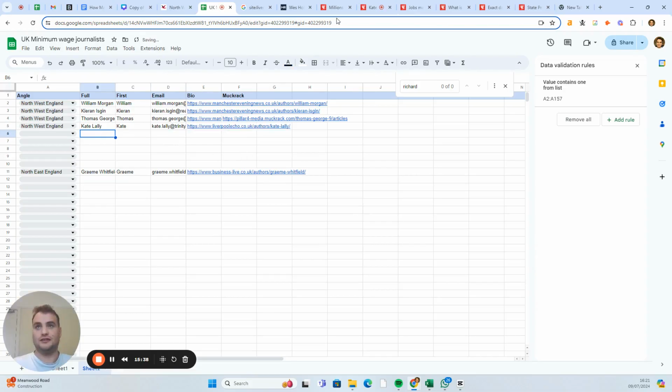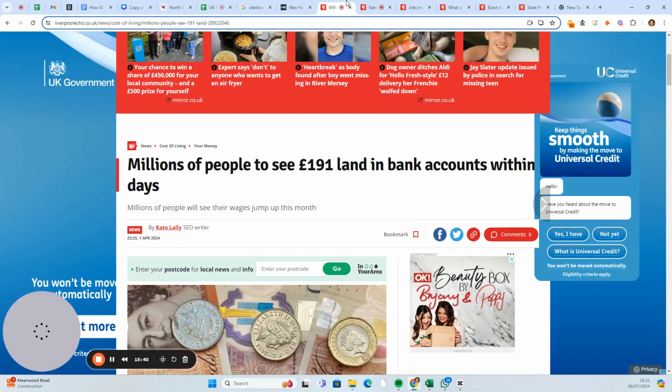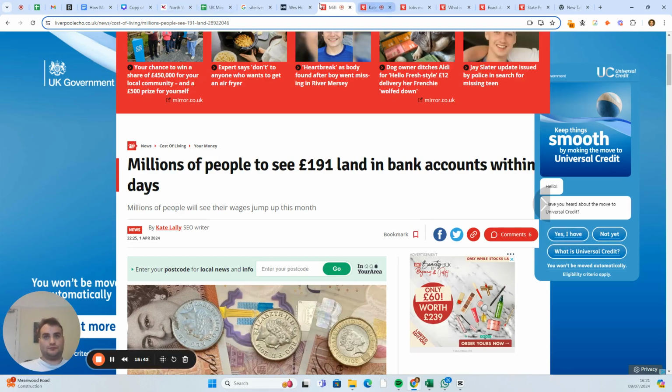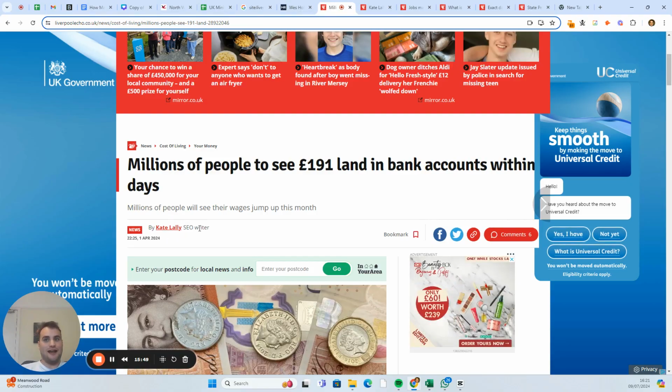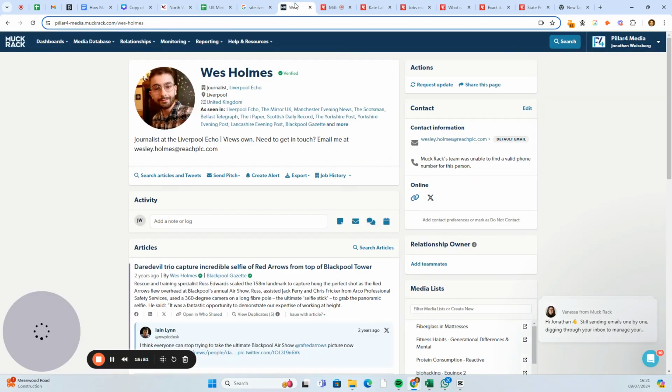Lovely. SEO writers, if you're ever doing a story that's clearly targeting a keyword, SEO writers are exactly who you want. That's just a little tip for you there.